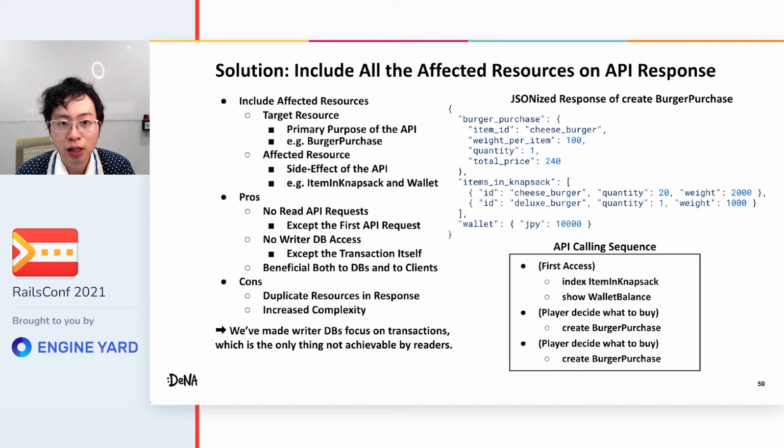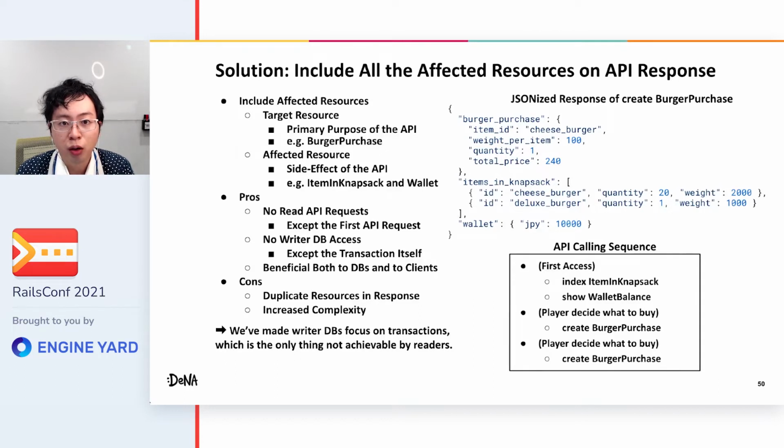In this scenario, there are two kinds of affected resources. The first one is the target resource, which is the primary purpose of the API. In this case, the burger purchase. The other one is the affected resource, which is the side effect of the API. In this case, items in knapsack and wallet.